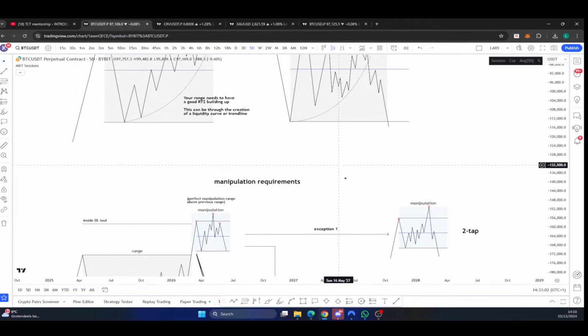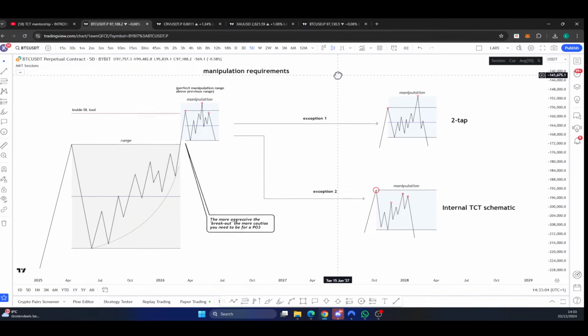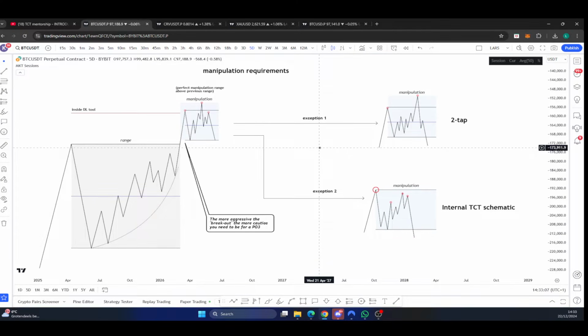So now we're coming into the manipulation requirements. And obviously, whenever we have a PO3, you don't have a range breakout, but you have a range deviation. So you want your manipulation price action to not close above the DL2, like we've shown you in lecture 2 regarding ranges, okay? So your manipulation phase needs to be inside of your deviation limit. It can wick above it. It just cannot properly close above it, okay?